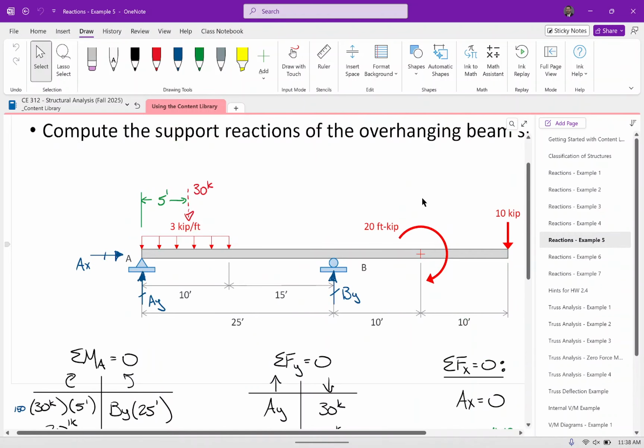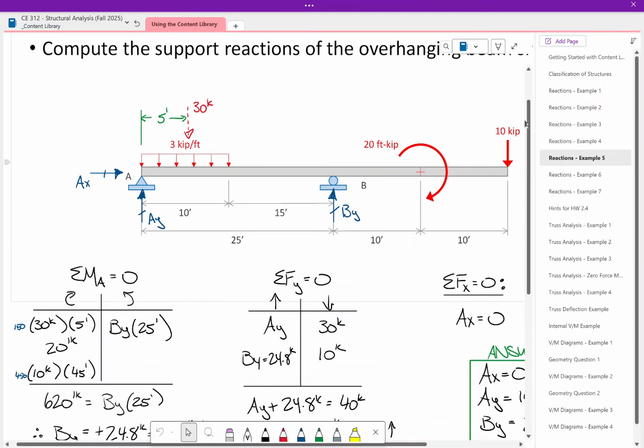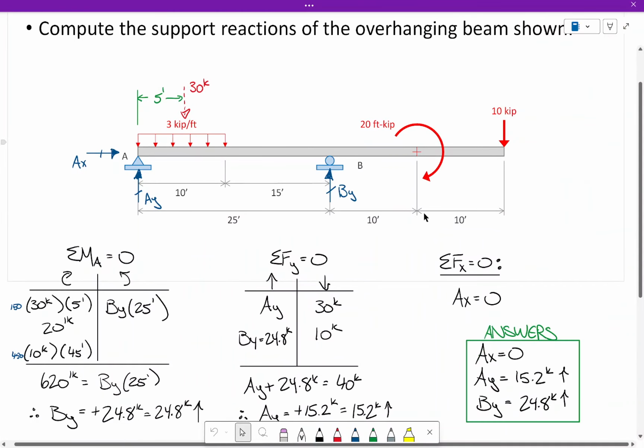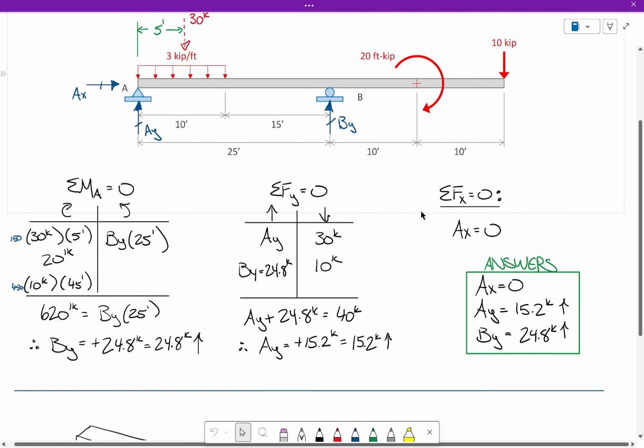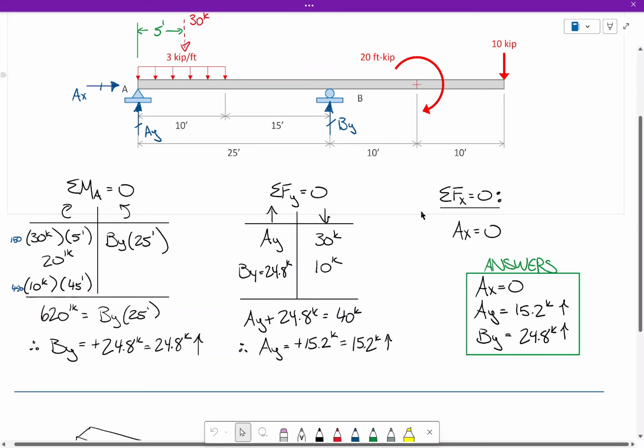Here's the problem. This is when we did this problem. These are the reaction computations for this beam. See how we got 24.8, 54.15.2? Here's what I'm saying. This 20-foot kip moment was over here. What if it was over here? You would get a different answer.